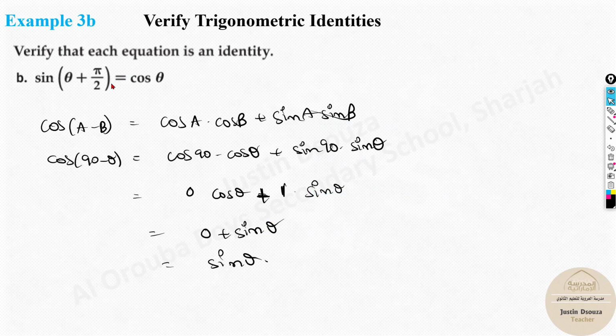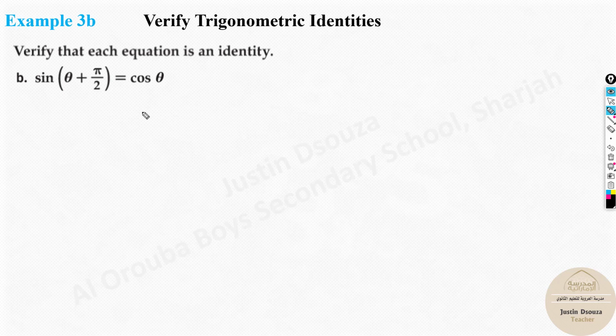Now what about pi by 2? Here, if I am asked to solve this, what I would first do is instead of radians, I'll convert to degrees. And then it'll be much easier. Just substitute over here 180 divided by 2, it's 90 degrees. So I know it's sine of theta plus 90 degrees. This should be cos theta.